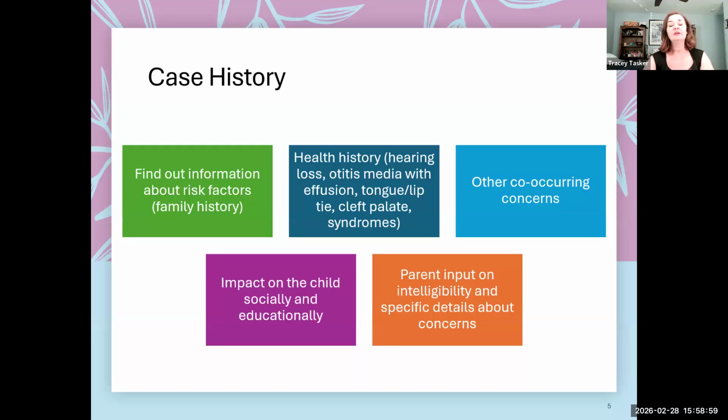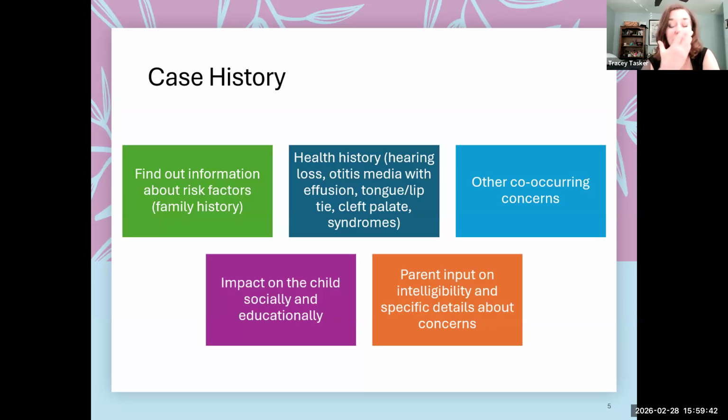So the first one on the list is case history. With case history, first of all, we want to find out if there are any risk factors, for example, family history of speech disorders. That's important because often with speech and language disorders, there is a family history. There's some genetics involved, so that's a good thing to find out for risk factors. Health history is important. If there's a history of ear infections or fluid in the ears, when we talk about hearing loss a little bit later during hearing screenings, we'll talk about how important that is.